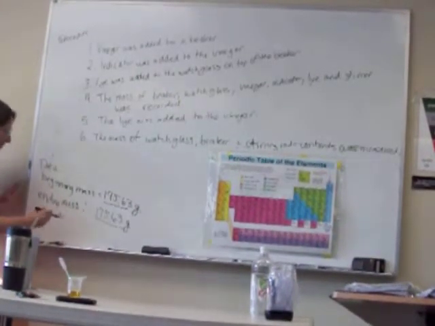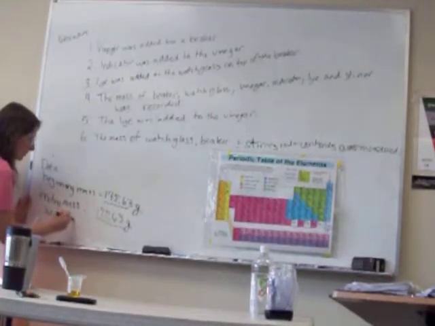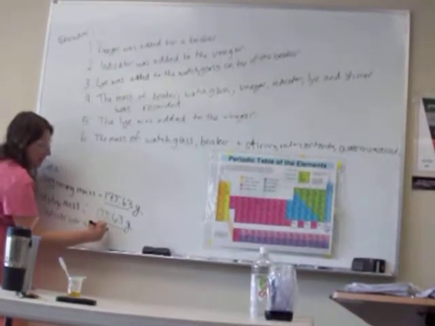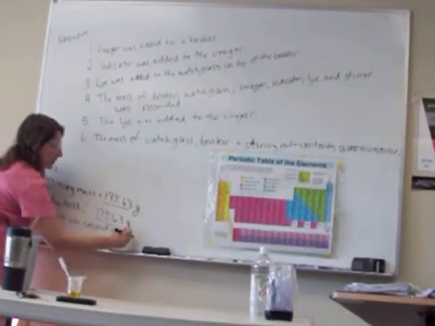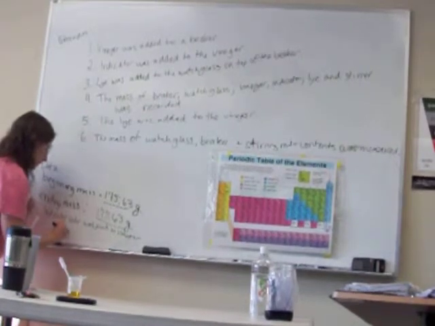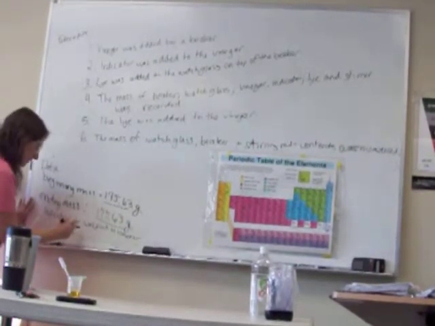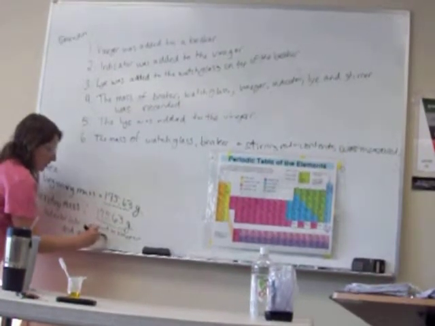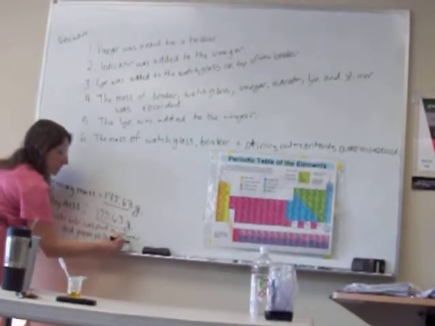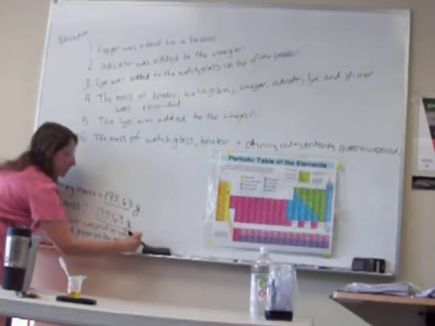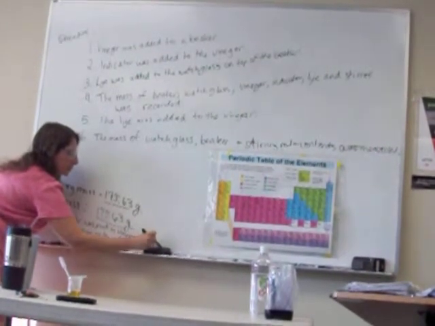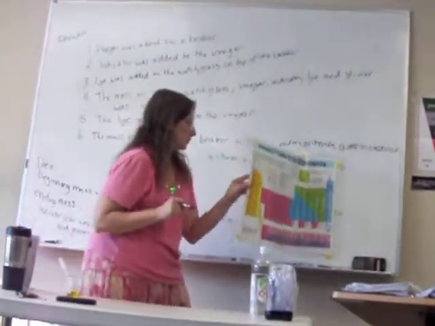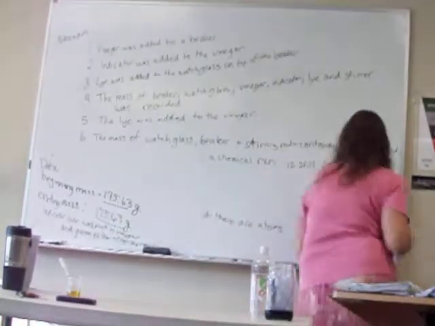Indicator color was what in vinegar? Pink. Pink in vinegar. And what was it at the end? Green. Green, yellow. After the reaction. Okay. So that's the important data.